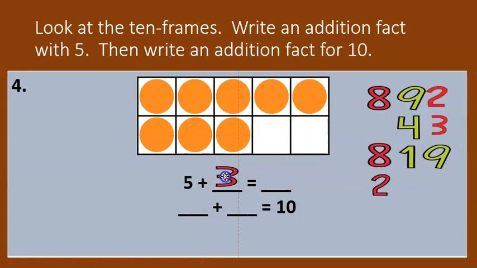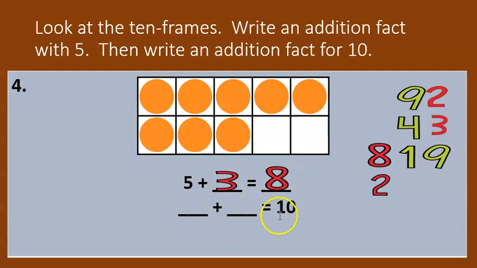3. So let's put 3 here now. We have 5 plus 3 equals, now we need our answer here. To get our answer here, we have to count up all the orange circles together. Let's count. 1, 2, 3, 4, 5, 6, 7, 8. So we have 8 that we have to enter there, which is our answer. So 5 plus 3 equals 8. We're done now with this first addition equation.